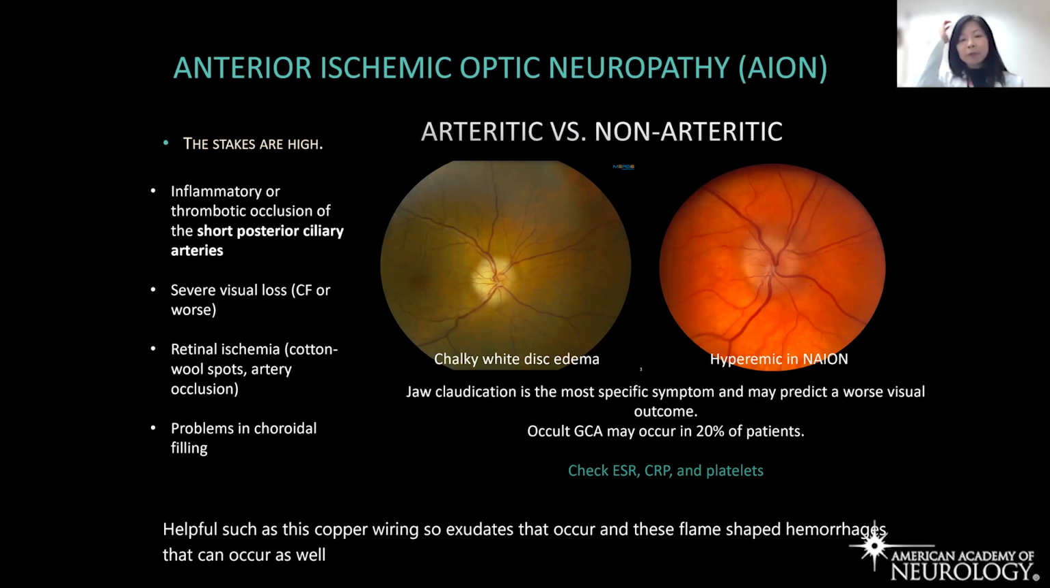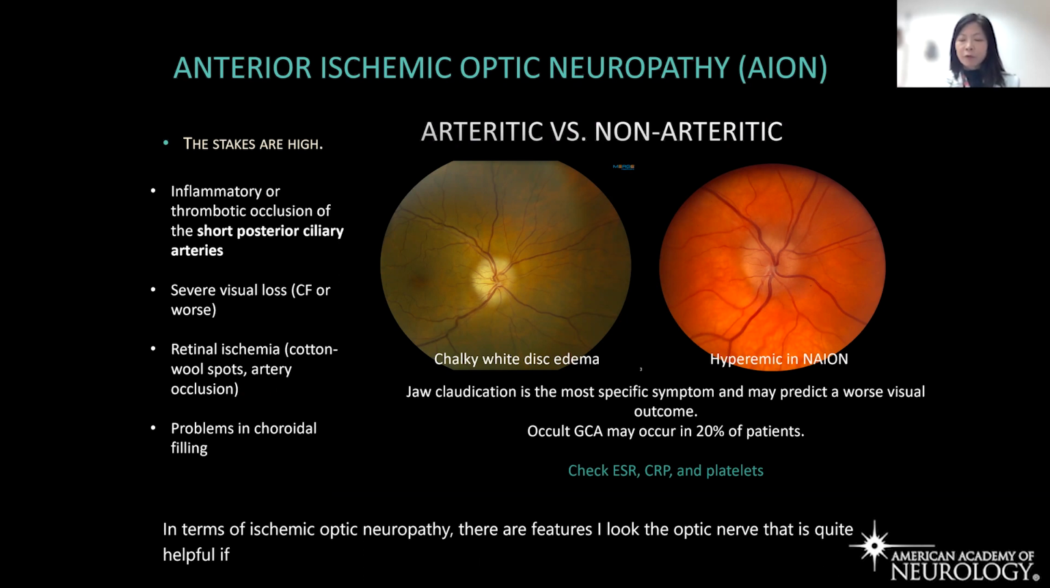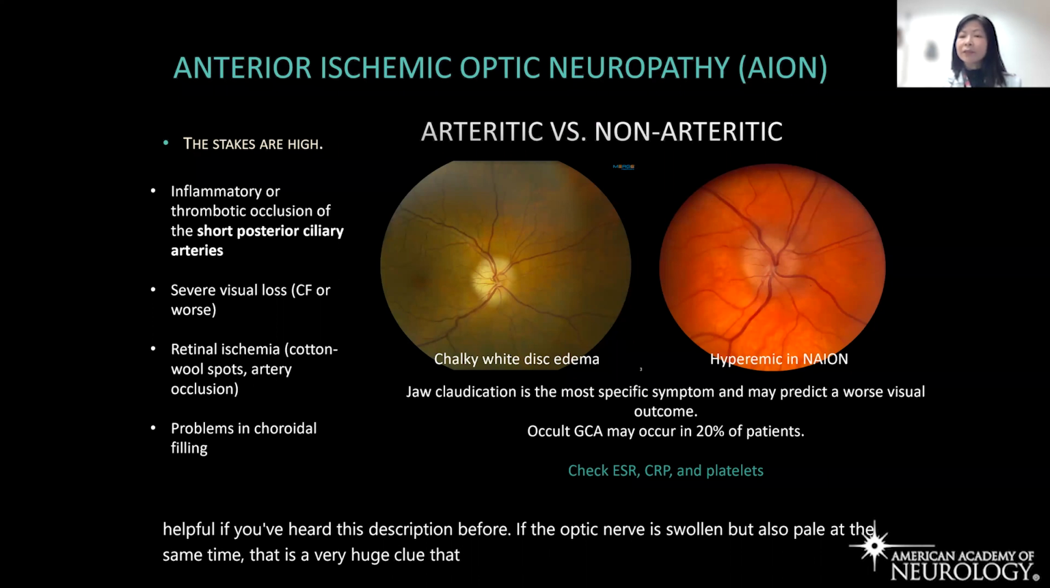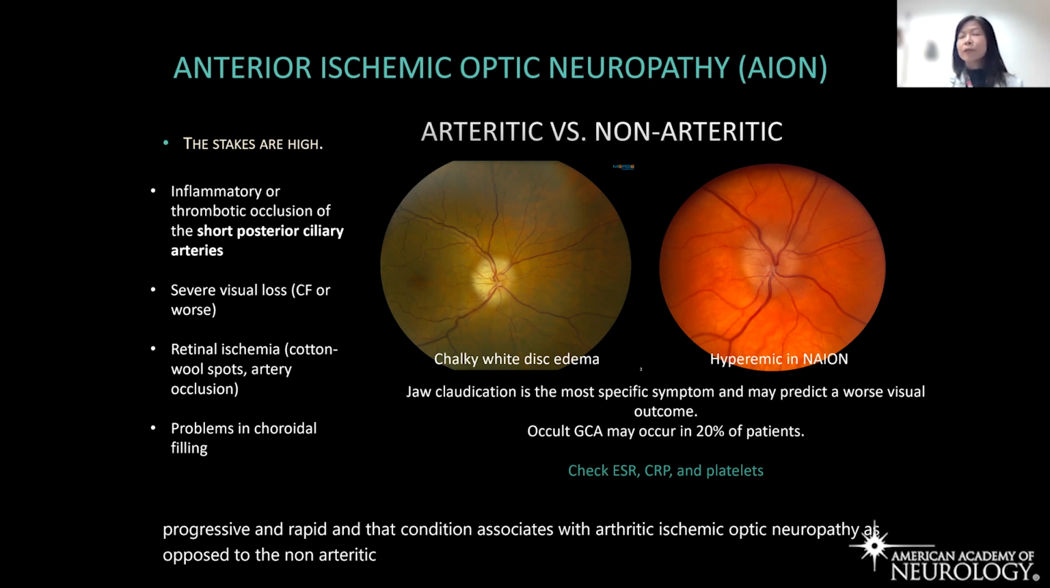In terms of ischemic optic neuropathy, there are features that I look for in the optic nerve that are quite helpful. If you've heard this description before, if the optic nerve is swollen but also pale at the same time, that is a very huge clue that there is active ischemia going on that is quite progressive and rapid. And that condition associates with arteritic ischemic optic neuropathy, as opposed to the non-arteritic ischemic optic neuropathy, where the swelling is obvious, but the coloration is not pale.